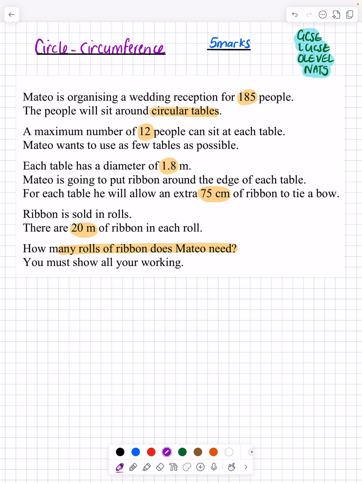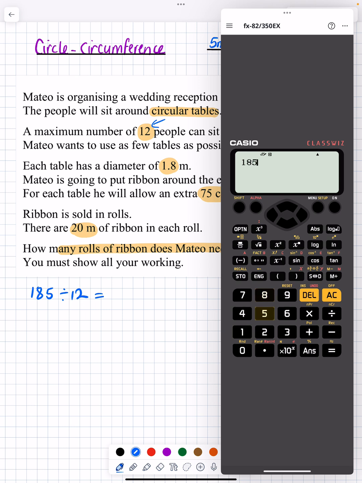It says there are 185 people altogether, and 12 people can sit around each table. So let's work out how many tables we need first. 185 divided by 12 gives us 15.42 to two decimal places. That means we need 16 tables, because we can't have 0.42 of a table.